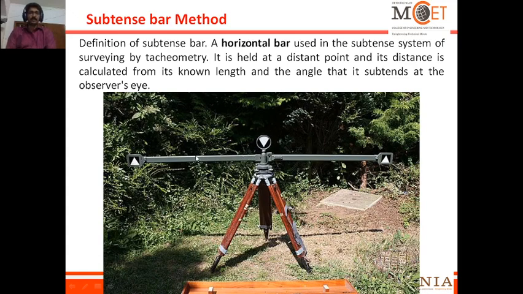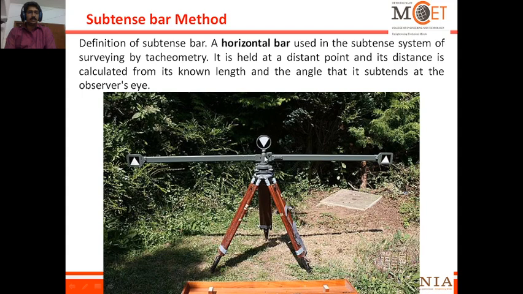For holding this subtense bar also we require the tripod. In this we have to set up this subtense bar. There will be a bubble tube also to maintain the standard leveling, and these are the targets. In some other subtense bars it will be circular in shape with red and black marking. Some others look like white marking, right?